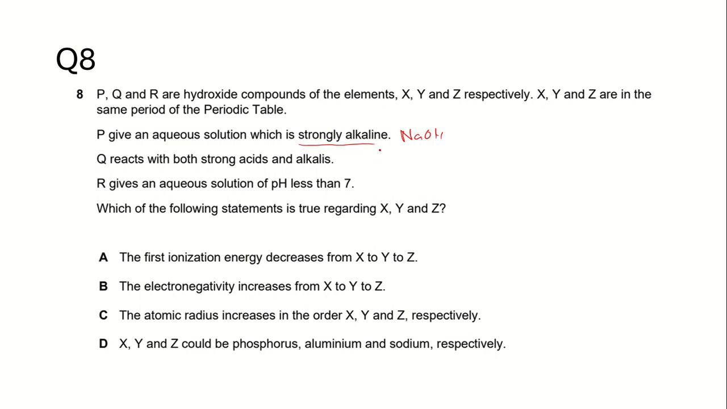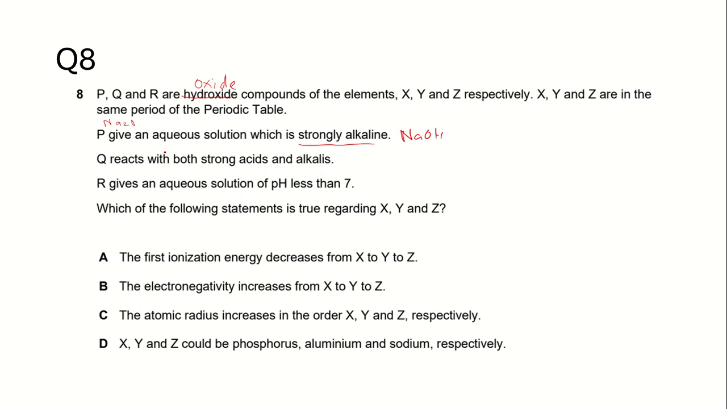Hold on. I actually think this question is faulty. I think I should change this to oxide, not hydroxide, oxide. It makes more sense with oxide. So P is an oxide that gives an aqueous solution which is strongly alkaline. P is sodium oxide. It dissolves in aqueous solution to form sodium hydroxide, which is strongly alkaline.